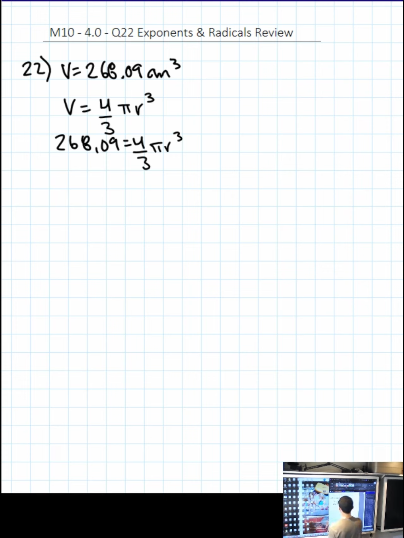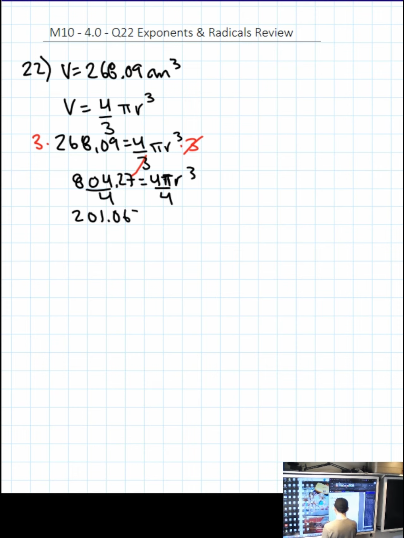So we can start with the 3 on the bottom. We can times both sides by 3. Then we have 3 times 268.09. Sorry, 3 times 268.09 is equal to 804.27 equals 4 pi r cubed. So now we have a 4 in front, so we're going to divide both sides by 4. Divided by 4, we're going to get 201.0675 equals pi r cubed.